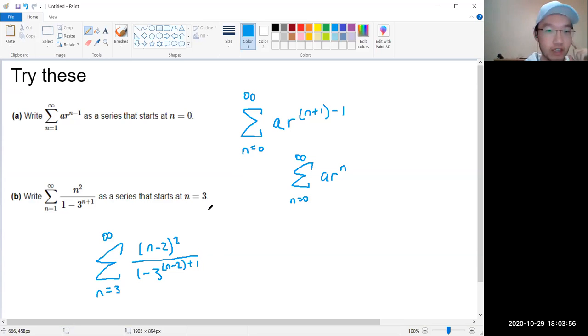So there's your exercise on shifting indices. If you're not convinced that these are correct, you can always just write down the terms, but I mean, I'm convinced. So hopefully you guys are convinced. All right, let's continue.